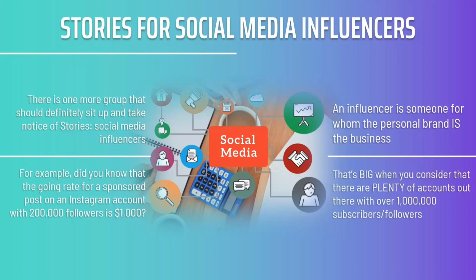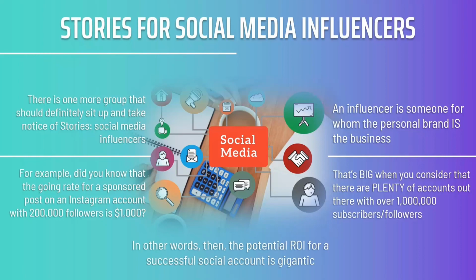That's big when you consider that there are plenty of accounts out there with over 1 million subscribers or followers. That in turn equates to $10,000 for a single post. On Instagram, it takes about 2 minutes to post an image. In other words then, the potential ROI for a successful social account is gigantic. And how do you get to that point? Using stories is an absolutely essential way for all the reasons we discussed. It lets people come along on your outings and feel that they know you, that they're part of your story.